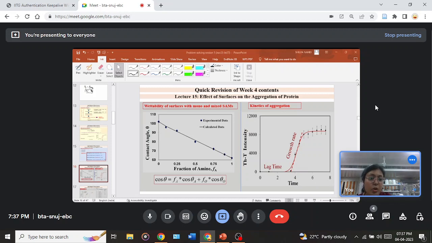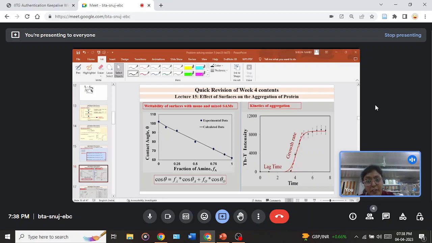If we plot a graph between the contact angle theta and the fraction of amine, that is Fa, you can see there is a linear slope. Just below that we have the Cassie equation: cos theta is equal to Fa cos theta A plus Fo cos theta O. Sorry, it's not F naught, it's Fo. O represents the octyl modified surface and A represents the amine modified surface. So Fa is the fraction of amine modified surface, and Fo is the fraction of octyl modified surface.